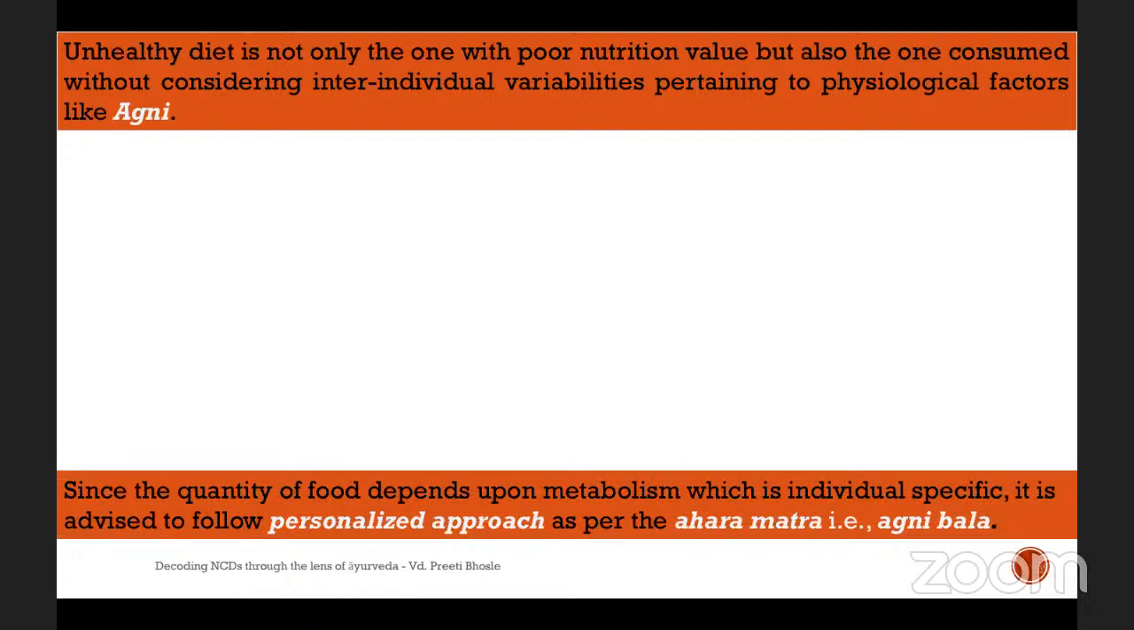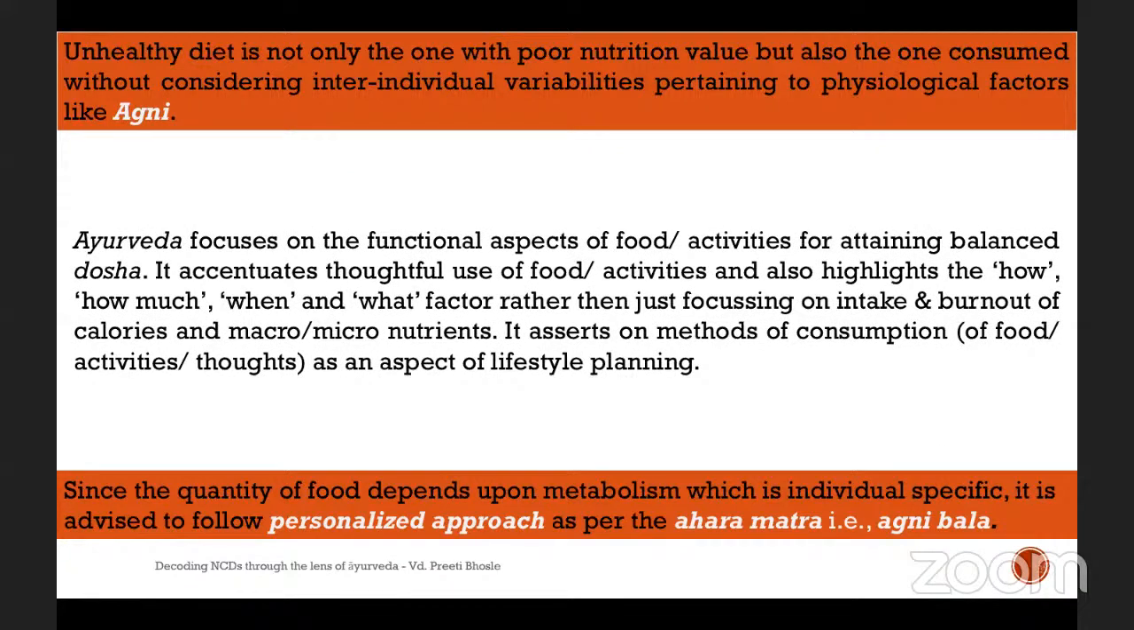Since the quantity of food depends upon metabolism, which is very much specific, it is advised to follow a personalized approach as per the Ahar Matra, which is Agni Bal. Ayurveda focuses on the functional aspect of food and activities for attaining a balanced dosha. It accentuates a thoughtful use of food and activities, and highlights the how much, when, and what factors, rather than just focusing on intake and burnout of calories and macro and micronutrients. It also asserts methods of consumption of food, activities, and thoughts as an aspect of lifestyle planning, not just meal planning or exercise planning.